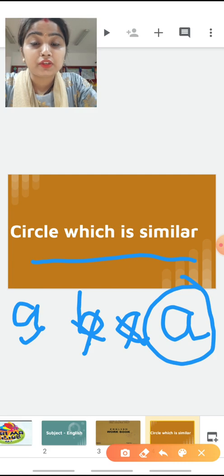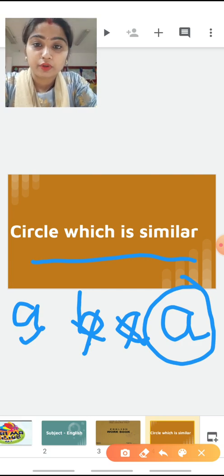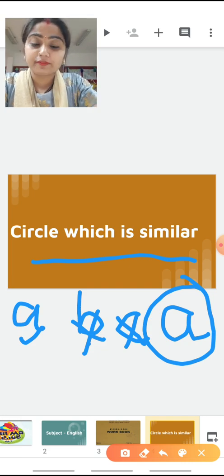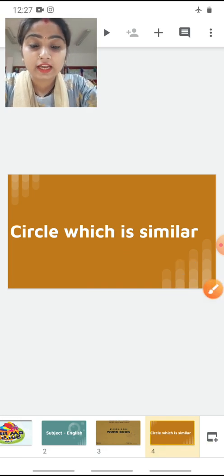Previously in mark which is different, what have we done? We marked the letter which is not matching the given letter, which was different. Now today we are going to circle the alphabet which is similar to the given alphabet. So children, let's start.